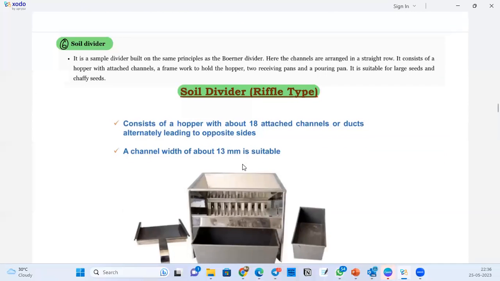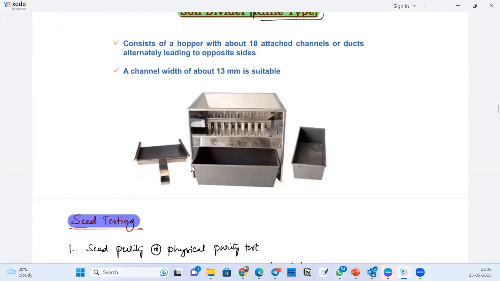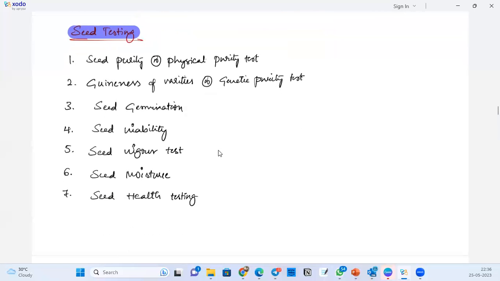Next, we also have the seed soil divider. This is also a type of dividing machine, called the riffle type soil divider, and this is how it looks, with the tray and the bin. This was regarding the sampling. We just talked about the sampling.